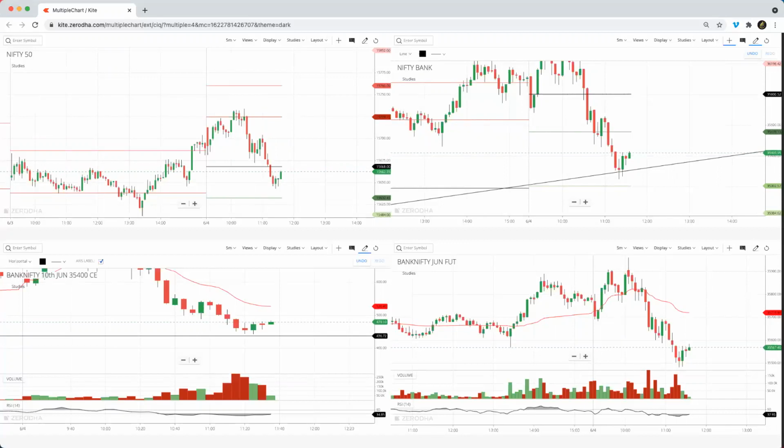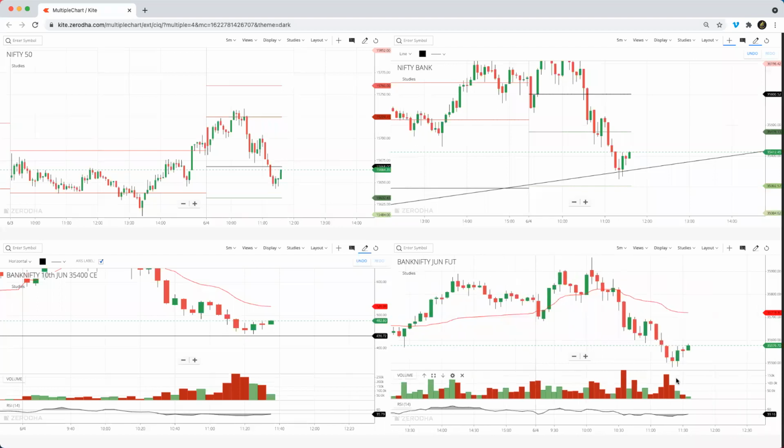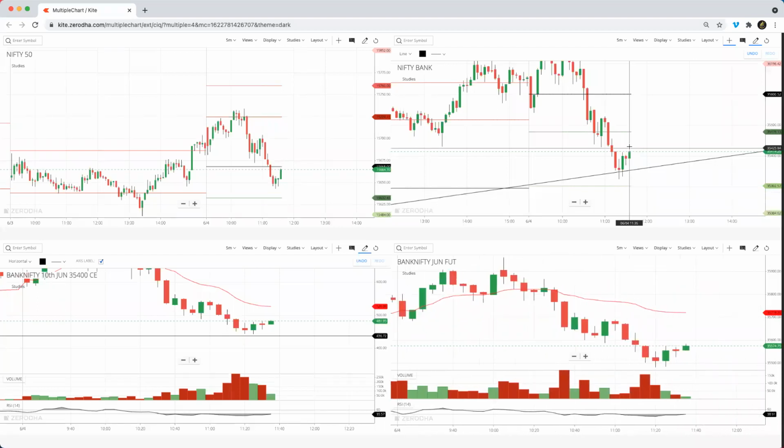Just wait. Volume is not picking up. That is making us reluctant. Just have a look at the volume. This doesn't give me the conviction to go for a buy. I was supposed to go for an entry here, but have a look at the volume that is taking place. Very less. So I'm not feeling any conviction to go ahead with a buy because the volume is pretty low.